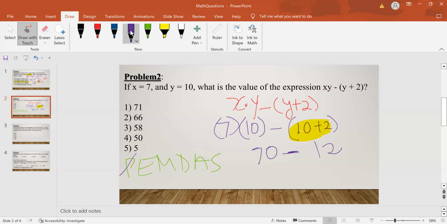After parentheses, we need exponents. There are no exponents here. And now multiplication is done. Division, we don't have a division. Addition, we don't have addition, we have a subtraction. And what is 70 minus 12? That is 58. Therefore, the best choice is 3. Next question.